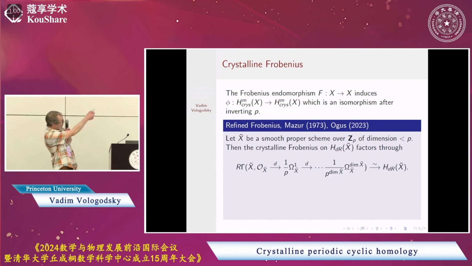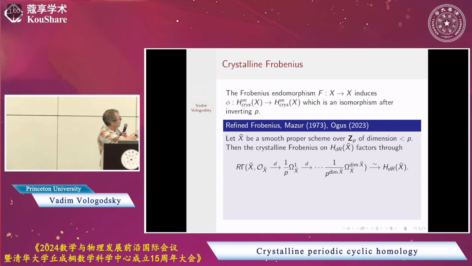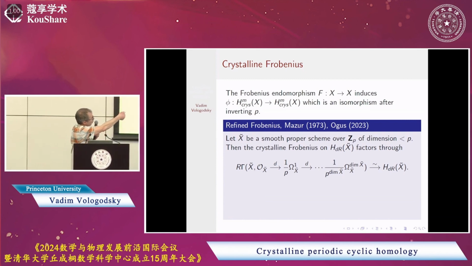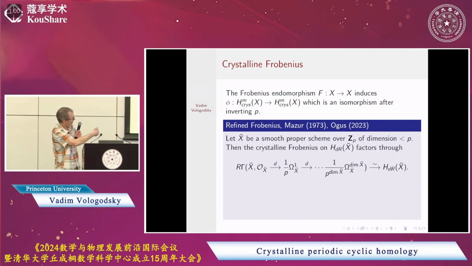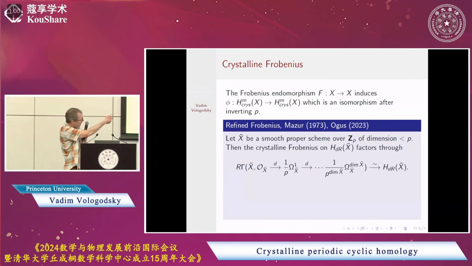The statement is the following: suppose you have a smooth, proper scheme over Zp, again projective, and suppose that its dimension is less than p. Then the claim is that the crystalline Frobenius, which is an endomorphism of the de Rham homology of this scheme, actually factors through a larger complex. You add some denominators. So the source of the Frobenius map can in fact be made larger, and then it's an isomorphism.